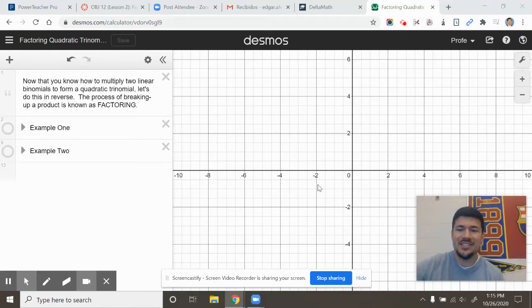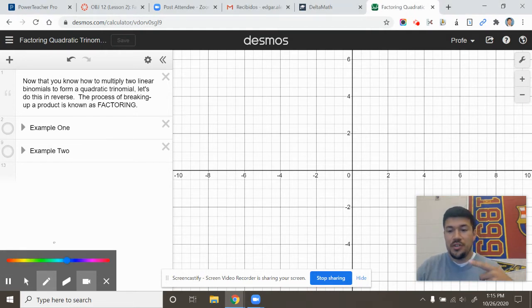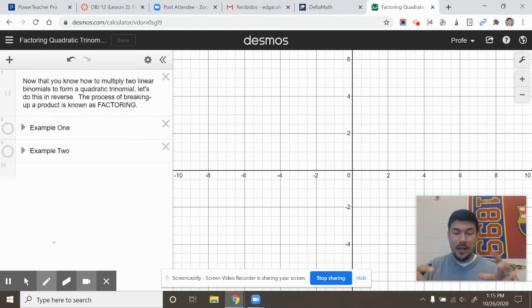Hey everyone, let's talk about how to factor. All right, so you recently learned how to multiply two linears to get a quadratic, and now we're just going to do that in reverse. We're going to take a quadratic and discover what the two linear pieces, the two linear factors, were. All right, so let's see how that goes.